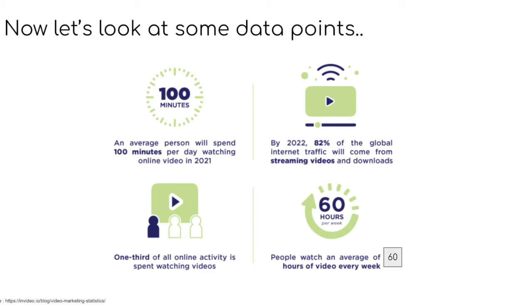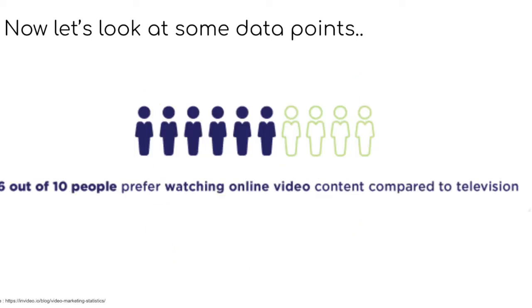One third of all the online activity is spent watching videos. So if you have 100 things to do on the internet, 30 or 33 things are done via watching video. And people watch on average 60 hours of video every week. 60 hours, that's the quantum of time that we are spending every week on watching these videos. And I'm not saying this out of myself, this is the statistic that I got. Let me share one more thing.